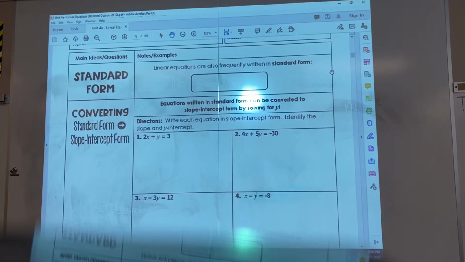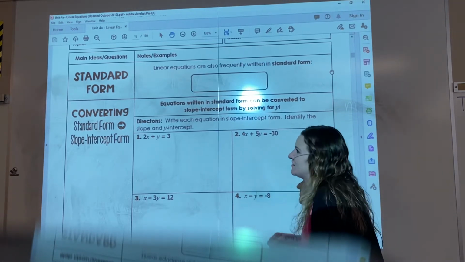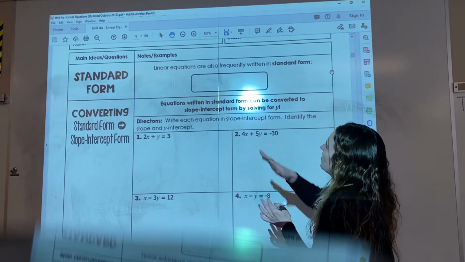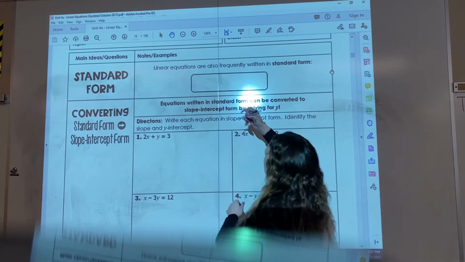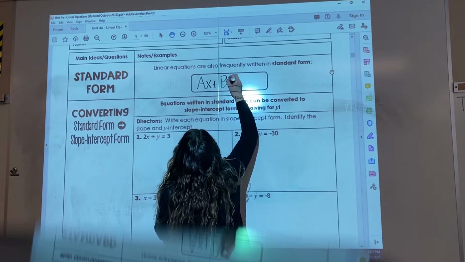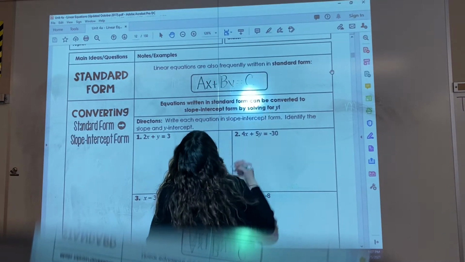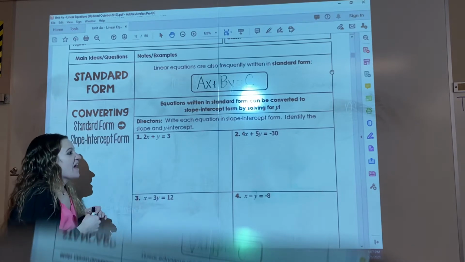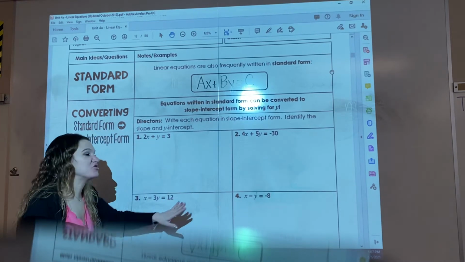Hey guys, we're back, and today we're going to be looking at something a little bit different. We're going to be looking at something called standard form. Linear equations are also frequently written in standard form. Standard form is always written ax plus by equals c. That's standard form, and that's how these four equations are set up for you.